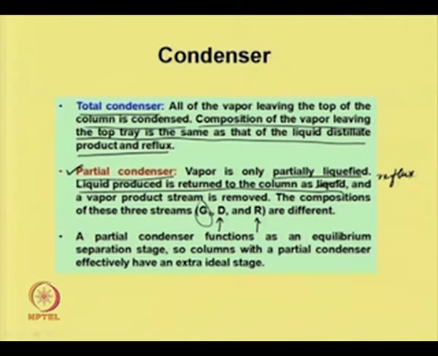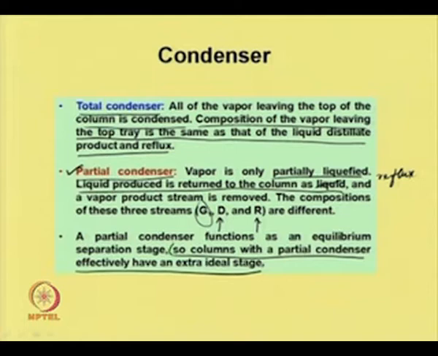A partial condenser functions as an equilibrium separation stage because in the partial condenser the vapor and the condensed liquid come in contact in the reflux drum and reach equilibrium. So, columns with a partial condenser effectively have an extra ideal stage.